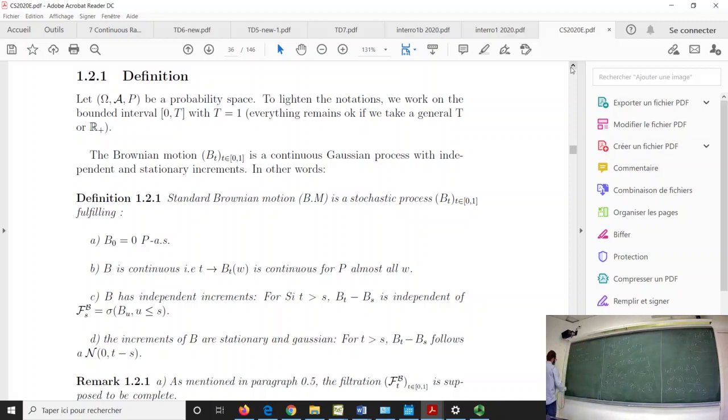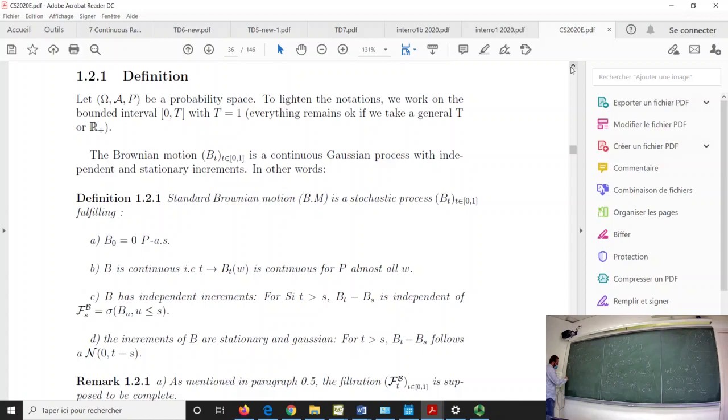So first, I will use the same notation, it's small a. B_0 is equal to 0, P-almost surely. So B_0 is 0 in the sense of probability. The probability for B_0 to be equal to 0 is 1. It means that if you want to plot a Brownian motion, you start from 0 with this definition. You don't have the choice.